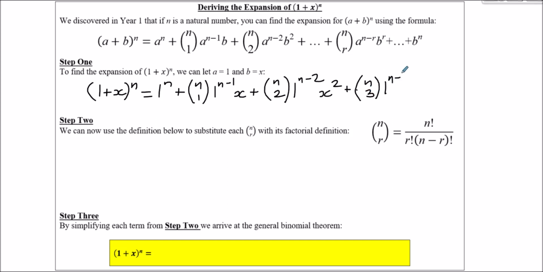That'll be 1 to the n minus 3 x cubed. I'm going to leave these n terms alone. You'll understand why in a moment. So that's step 1. All I've done here is just subbed in a as being 1 and b as being x. That's all we've done here.